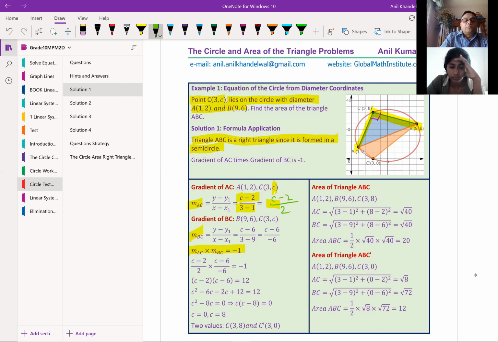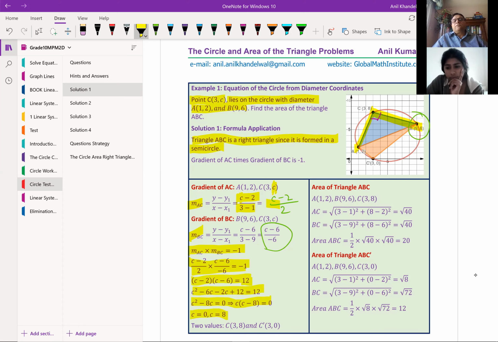Now we'll find the slope of BC, which is C minus 6. Now I'm using this point, 9 and 6. So y value of 6 and 3 minus 9, that gives me this particular equation. And their product has to be -1. Just multiply them, you should get -1. Then the remainder is 2 times -6, which is -12. Multiply by -12, that becomes 12. And this is your equation to be solved. And when you solve this quadratic equation, factor it out, you get two values of C, 0 and 8.